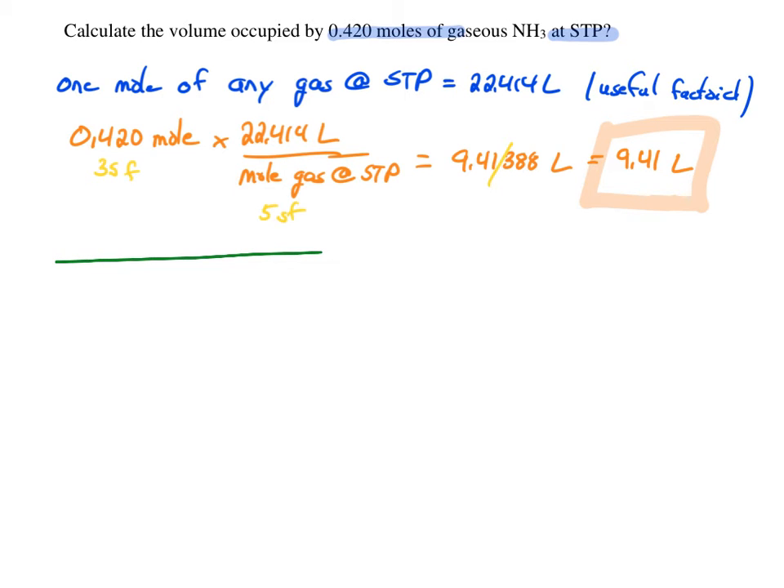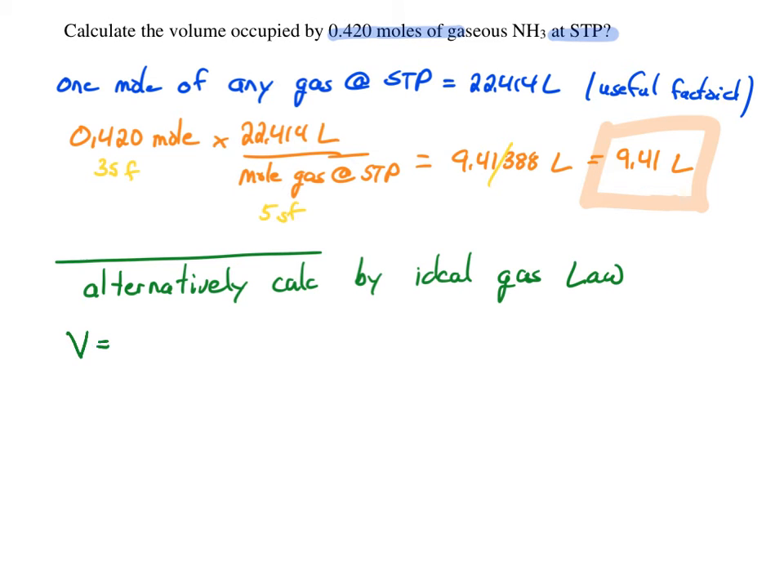Alternatively, say we forgot this factoid, we can calculate this according to the ideal gas law. So we'll solve the ideal gas law for volume. The volume is going to be equal to nRT divided by P, and we plug in our conditions. We have 0.420 moles of our gas. Our pressure at STP is 1 atmosphere exactly.